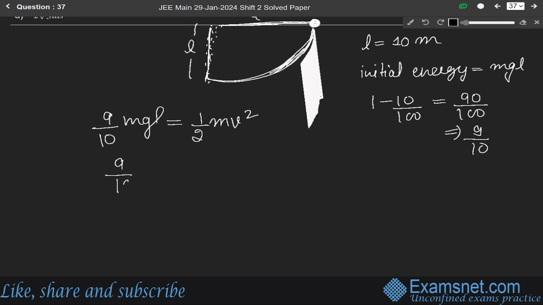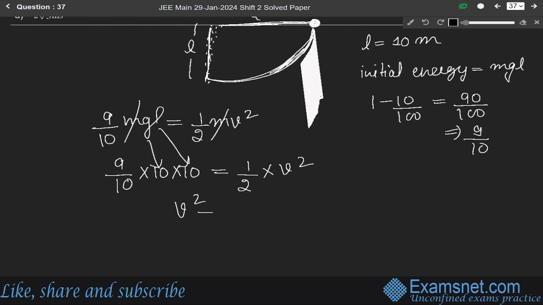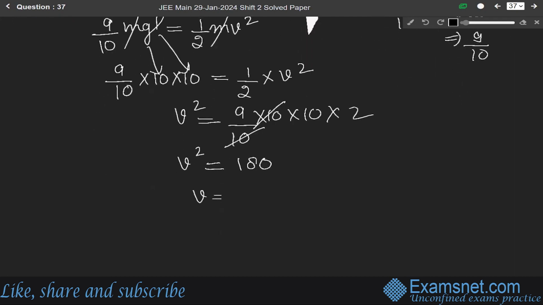So it will be equal to 9/10 into mass, 10 into gravity, 10. mg into 10 is equal to 1 by 2 mv square. m cancels out: 9 by 10 into gravity 10 into length 10 equals half into v square. We have to find this speed. So v square is equal to 9/10 into 10 into 10 into 2. So 10 cancels out. So v square equals 180. So v will be under root of 180, that is 6 root 5 meter per second.